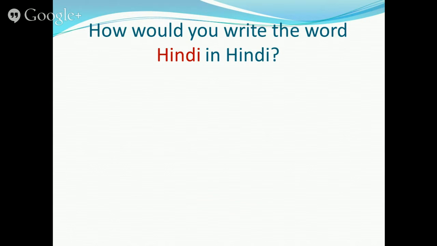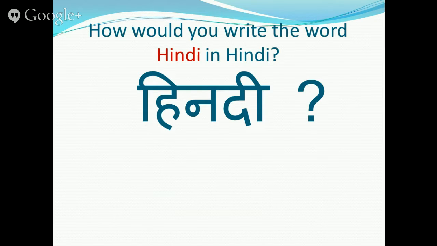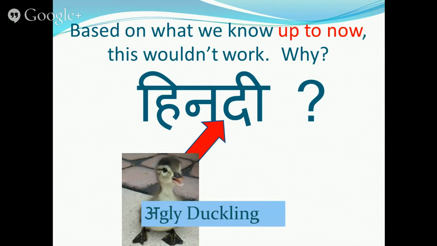It's an interesting question. Well, based on only what we know now, if we only read or watched all the videos up to now, we would probably think that we would write it like this. Well, there's a slight problem with that. And what is that? Well, based on what we know up to now, this wouldn't work because Mr. Ugly Duckling is right in between the N and the D. So this really would say to us, based on what we know now, Hinna D. And that's not what we want to say. We want to say Hindi, but instead we're stuck with Hinna D.